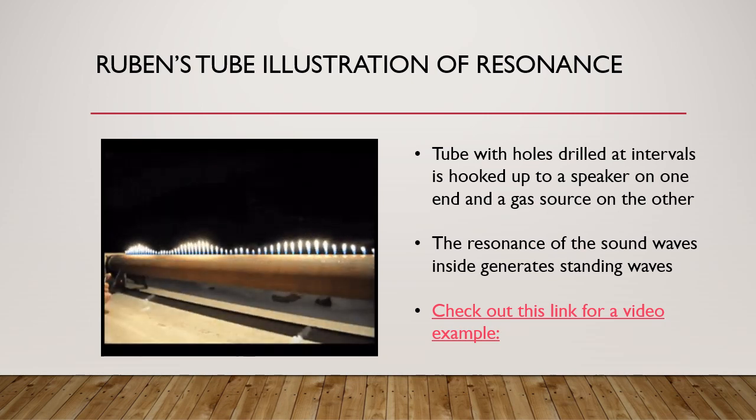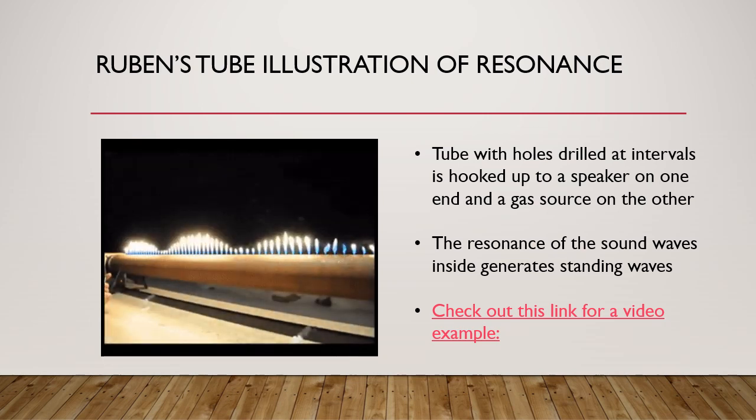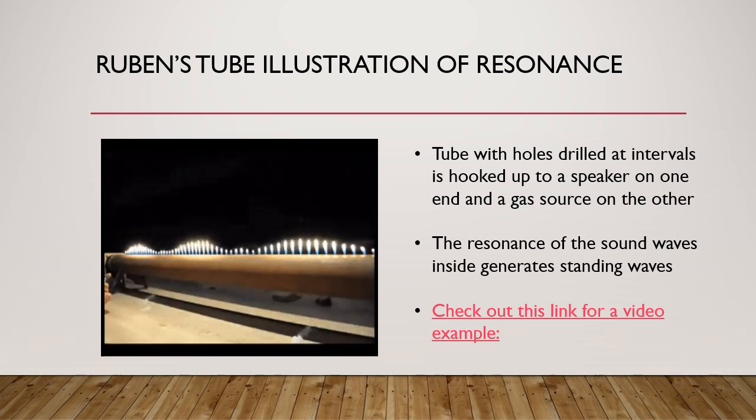Unfortunately, I couldn't embed the video there. It's a great example of a Rubens tube, so you should go check it out. But just another illustration of what can happen with different sound frequencies and how that relates to harmonics and resonance.